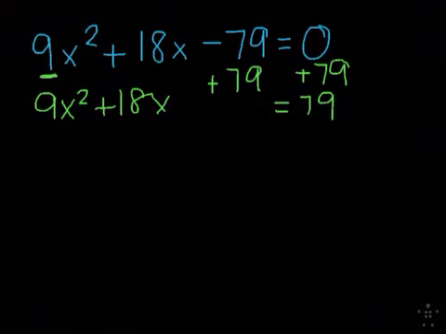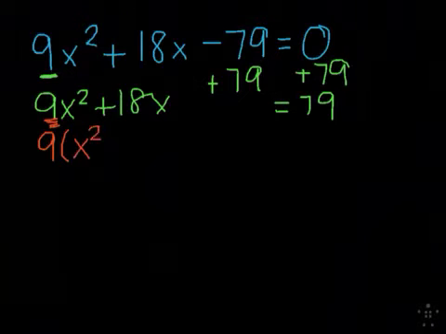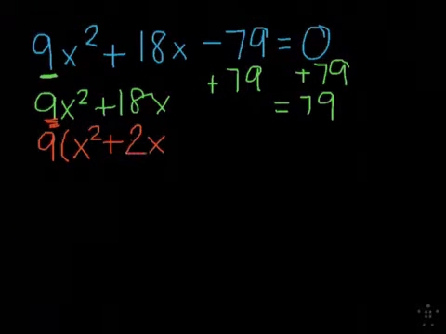All right, our next step, because this a value is different from 1, I need to factor out this a value. So I'm going to have 9 parentheses x squared plus, I'm sorry, that's supposed to be a 2. So when you factor it out, we have x squared plus 2x, and I'm going to close those parentheses over here, equals that 79.